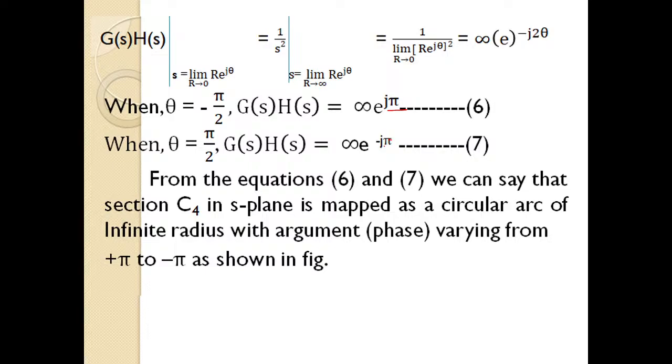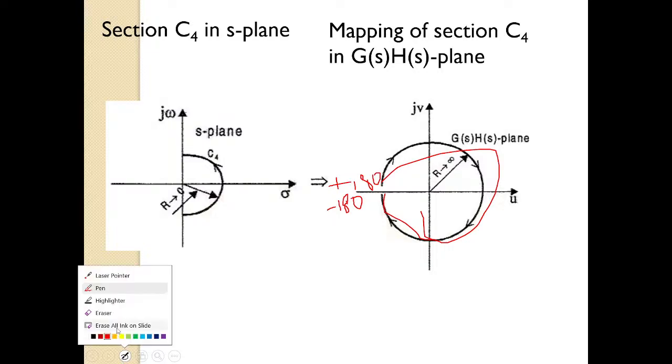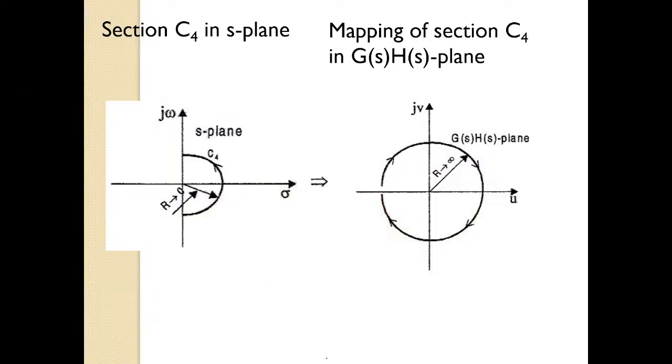I have already told you, if you are traveling from positive to negative, that is, if theta varies from positive to negative, you should move in clockwise. If theta varies from negative to positive, you should move in anti-clockwise. So theta is varying from positive to negative, so plus 180 in clockwise to minus 180. Okay, plus 180 to minus 180, you will get a complete circle. So this is the contour for C4.